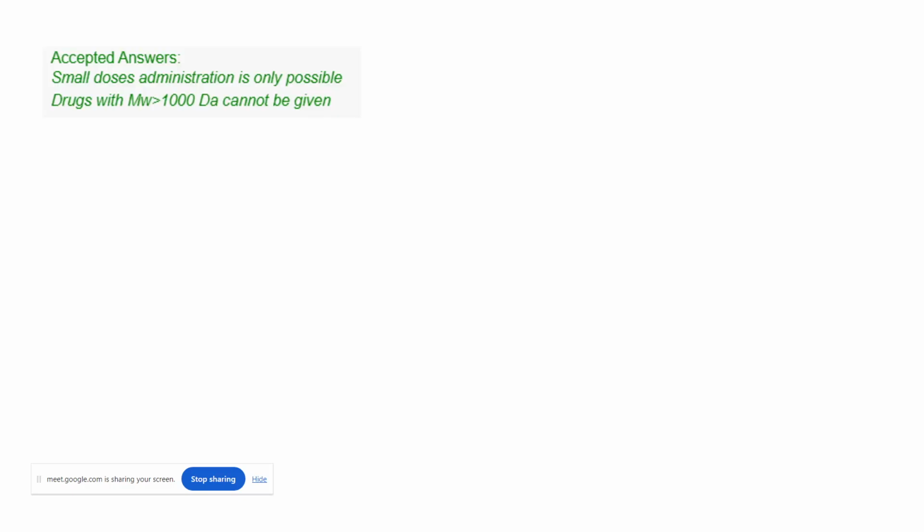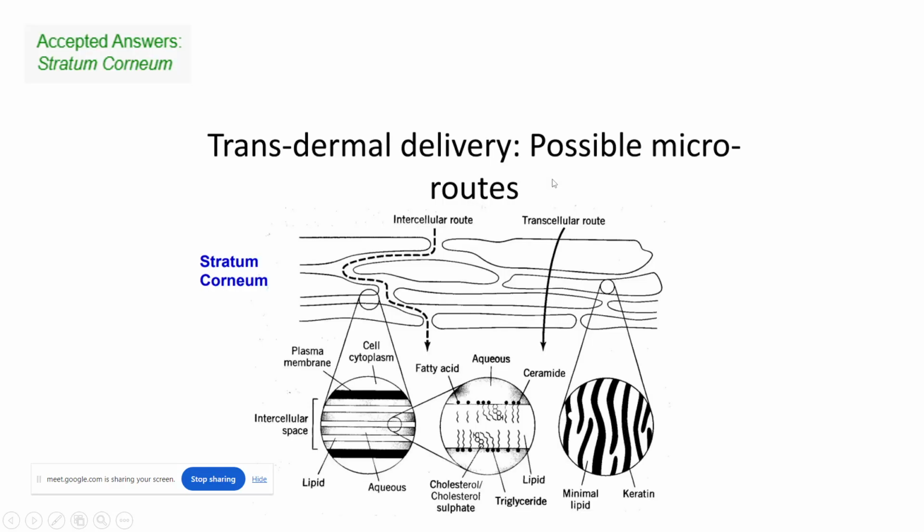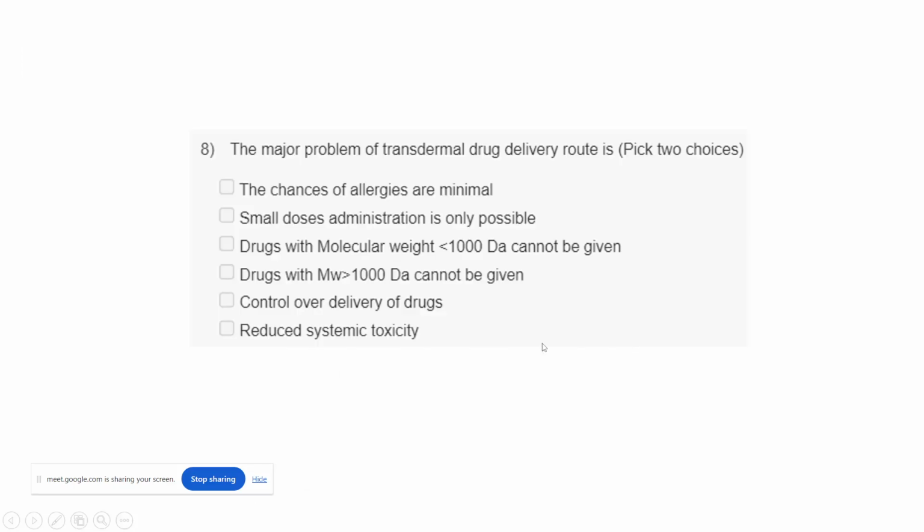The transdermal route only allows a very small dose of administration. As this is the first barrier, the skin itself is a very thin layer, and then you have the subcutaneous layer and the muscle layer, so this has very little space to accumulate the drug, and only a very small dose of administration is allowed.